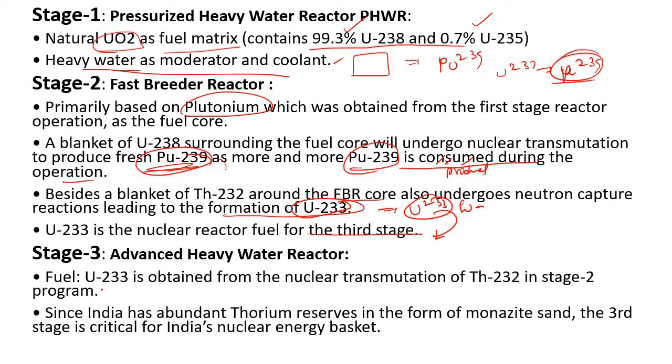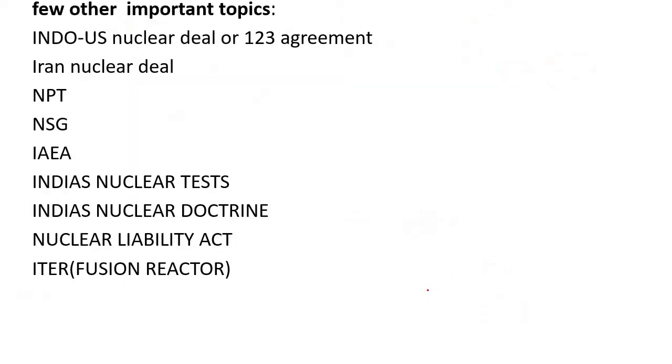Advanced heavy water reactors' fuel is uranium 233, obtained from the nuclear transmutation of thorium 232 in the second stage of the program. Since India has abundant thorium reserves in the form of monazite sand, thorium is found in this sand. Okay, and third stage is critical for India's nuclear energy basket.